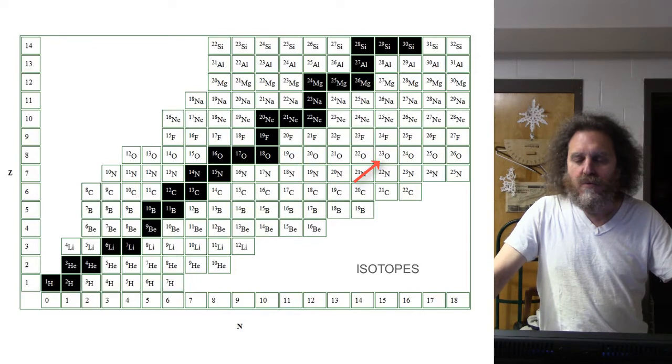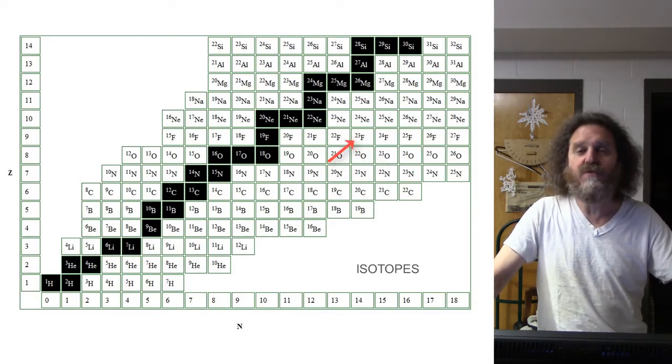So instead of 8 protons and 15 neutrons, now you'll have 9 protons and 14 neutrons, which is fluorine-23.